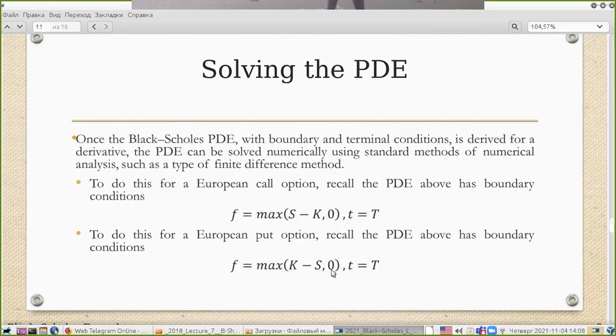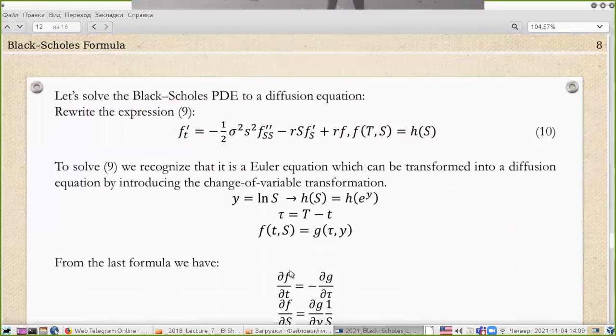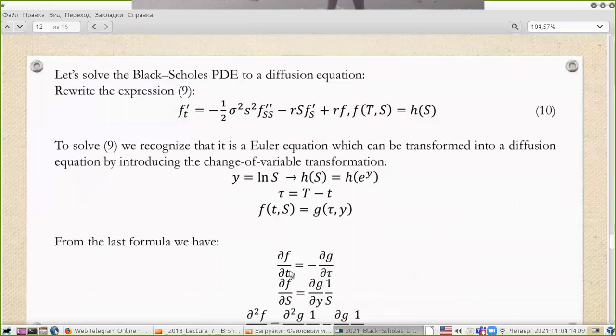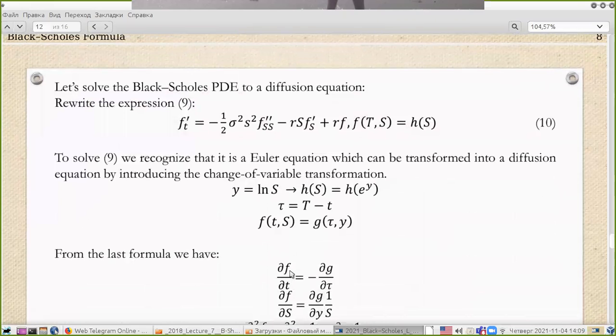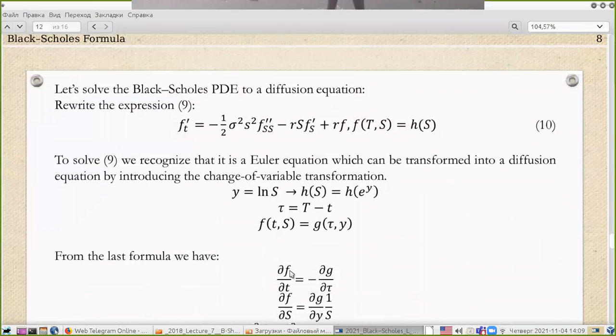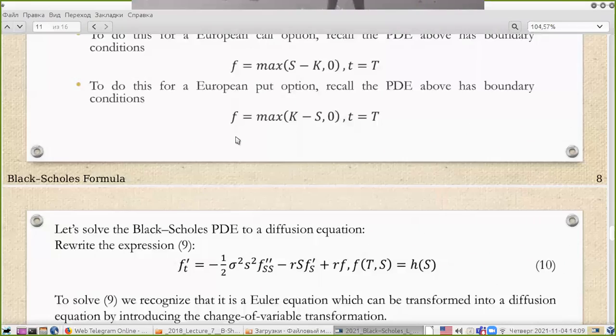And for a put option, the situation is opposite, and the payoff function is the maximum between this expression and 0, and this is the difference between k and s. In this case it is s and k, but in this it is k minus s. And now we would like to transform the Black-Scholes equation to the diffusion equation, because how to solve the diffusion equation is a well-known problem. For this, we write expression 9.